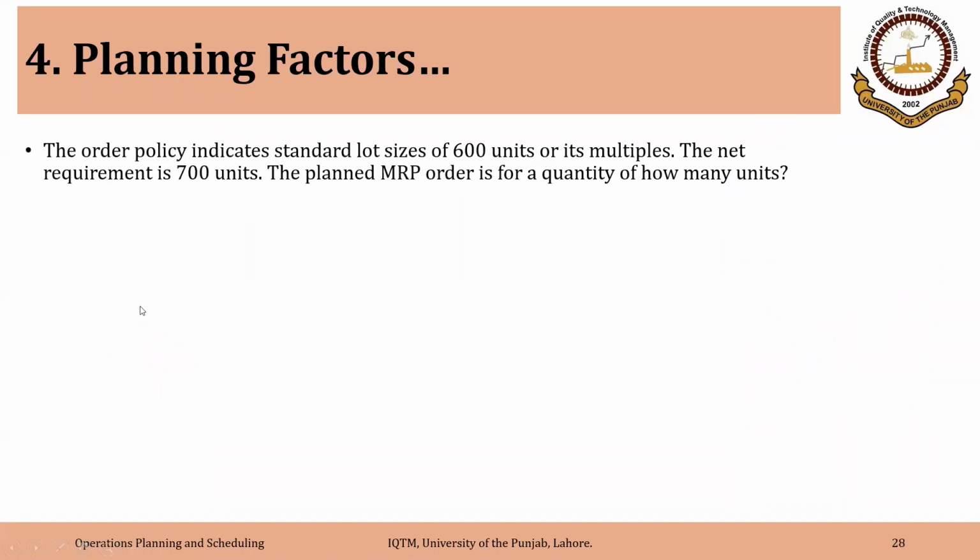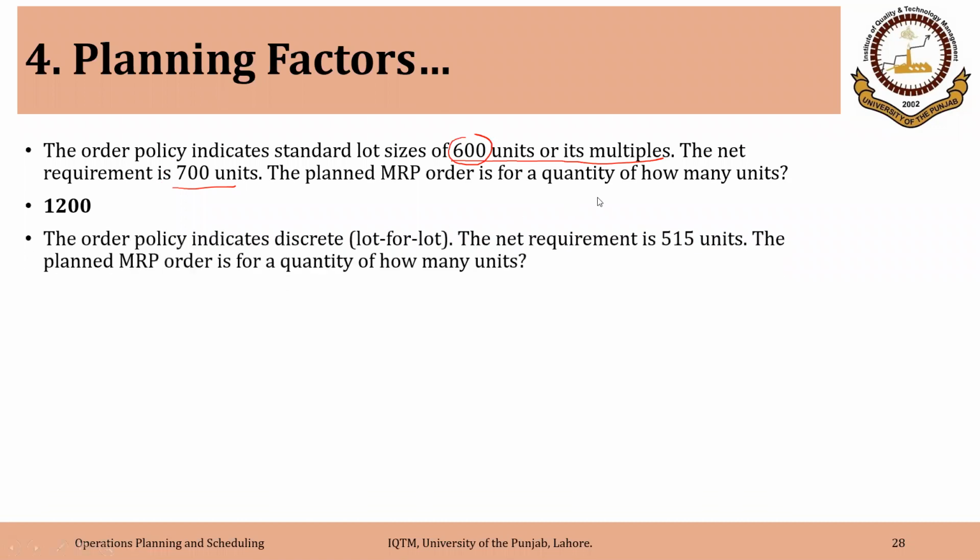So there are a couple of simple questions. The first one is that the order policy indicates a standard lot size of 600 units or its multiples. The net requirement is 700 units. The planned MRP order is for a quantity of how many units? So we will have an MRP order of 1200 because we will always place an order as a multiple of 600.